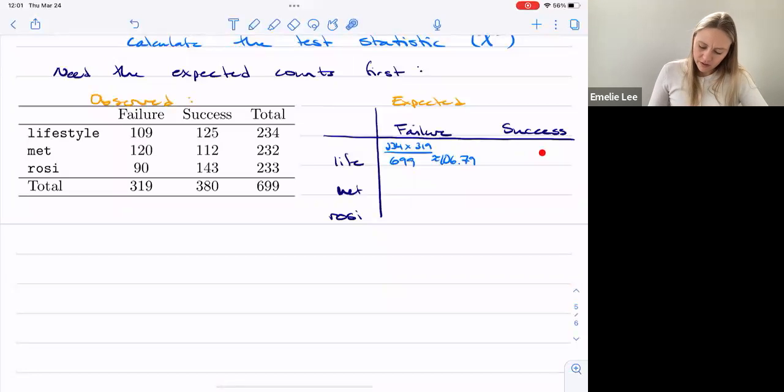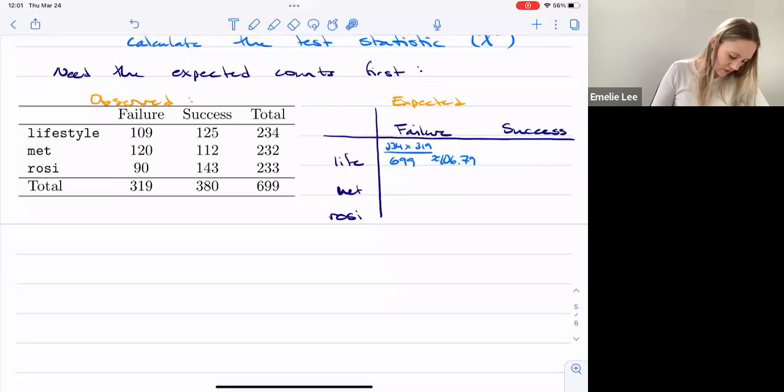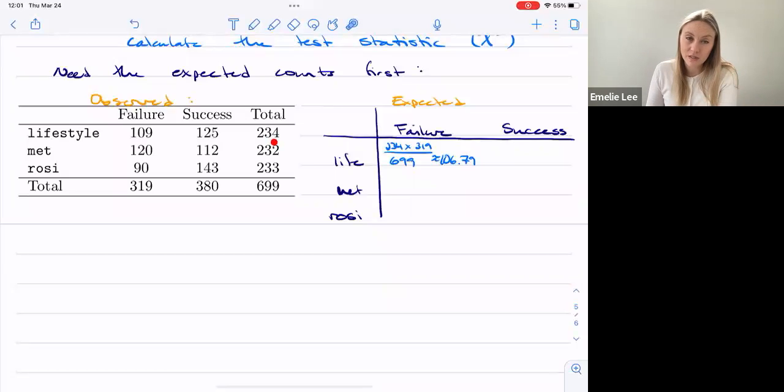For the successes, in the same row, I have 234. And I think I did 234. Let me just check before times 319. I'm just double checking the one I just did. Yeah, okay, good. For a second, I thought I did 243. Easy mistake to make. So you want to be really careful.